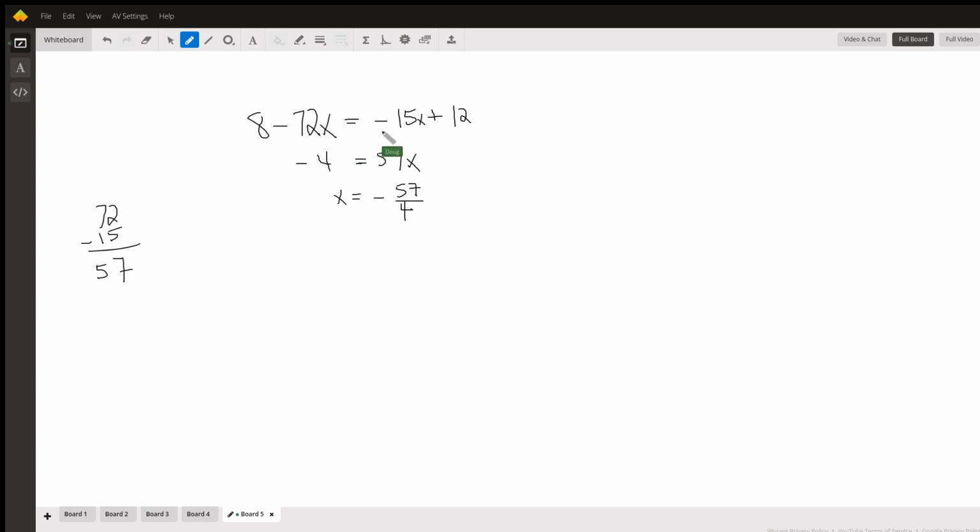8 minus 72x equals negative 15x plus 12. I chose to put the negative 72x on the right side of the equal sign. I wasn't comfortable figuring out what 72x minus 15x is in my head, so up here on my scratch paper, I did 57x. And 8 minus 12 is negative 4. Divide by the coefficient of x. I got that upside down. It would be negative 4 divided by 57.